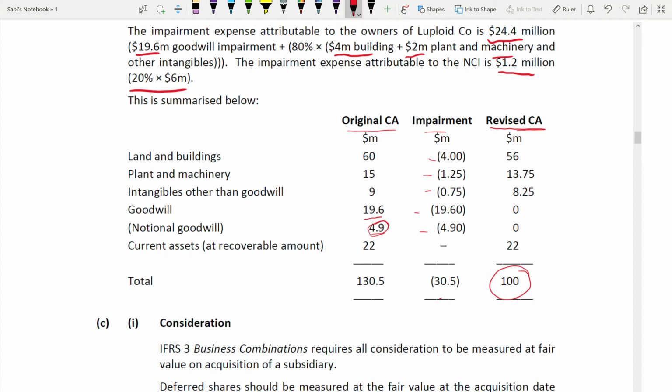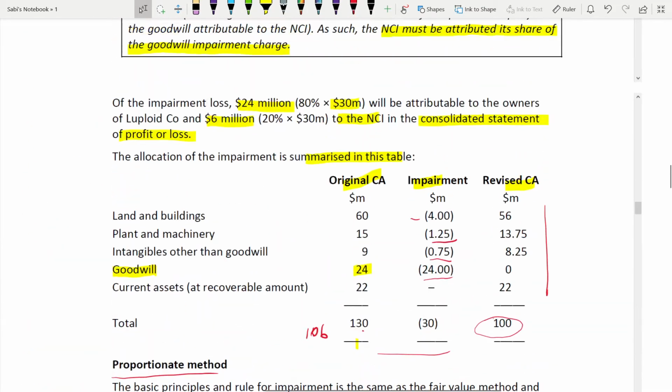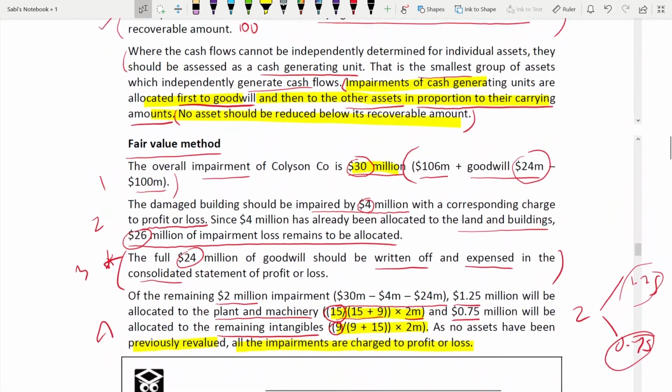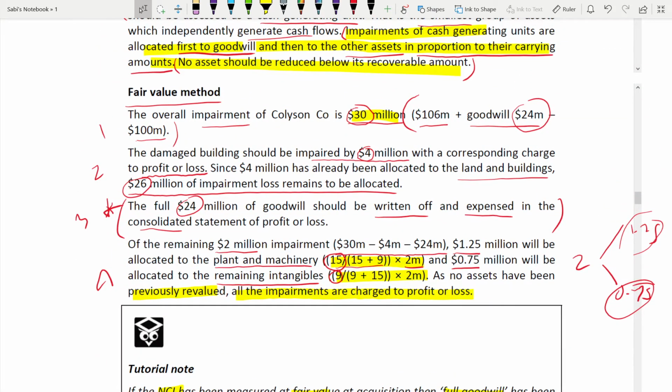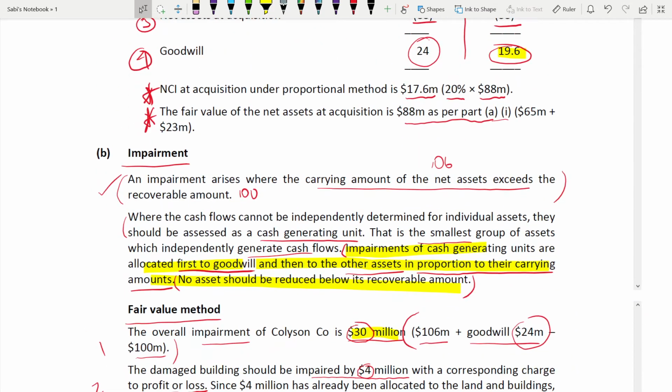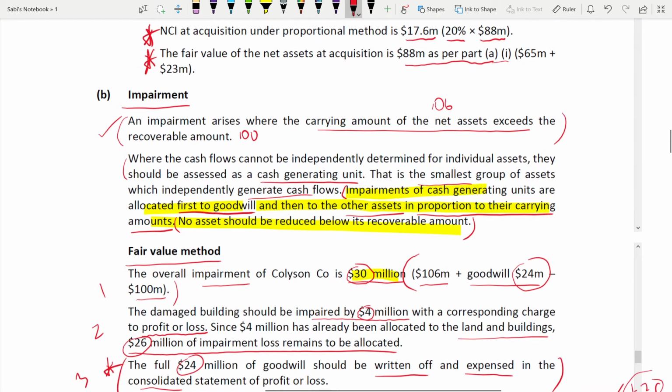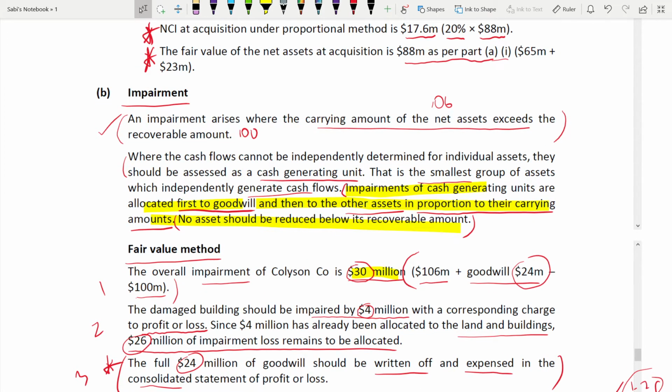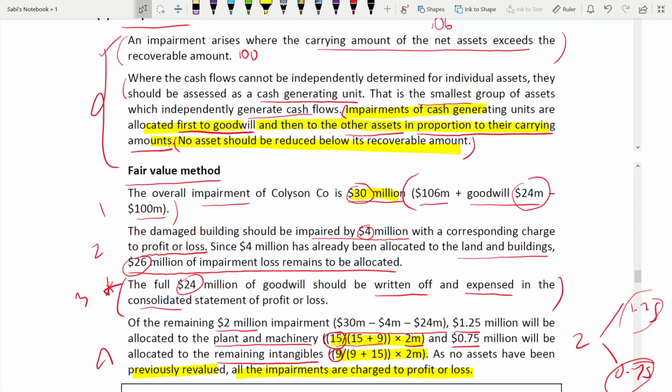Before I go to part C, I want to show you something which will save a lot of your time and effort. Just see fair value, how they have started. Sorry, before going to fair value, the impairment. They have told that this is the carrying amount, excess over recoverable amount, all those things. That first it will be allocated to goodwill, then other assets. This is not repeated again. It's only once. You're not repeating it for the fair value, and you're not writing it again for the proportional method. It's only written once. That's it. It is understood.